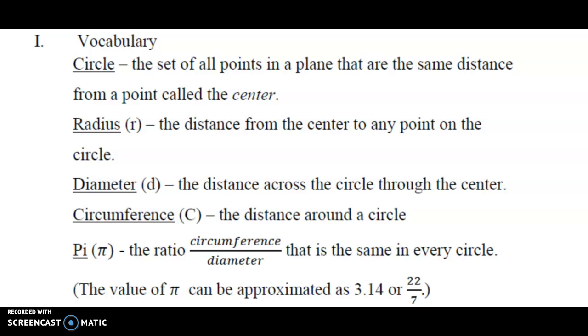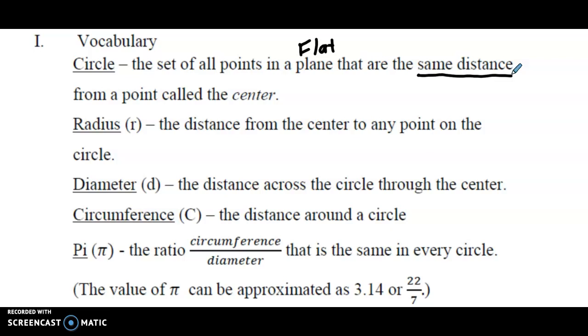A circle is a set of all points in a plane. Plane means that it is flat. And they are the same distance from a point called the center. So it's perfect, right? It's flat and it's perfect, the same distance all the way around from the center.